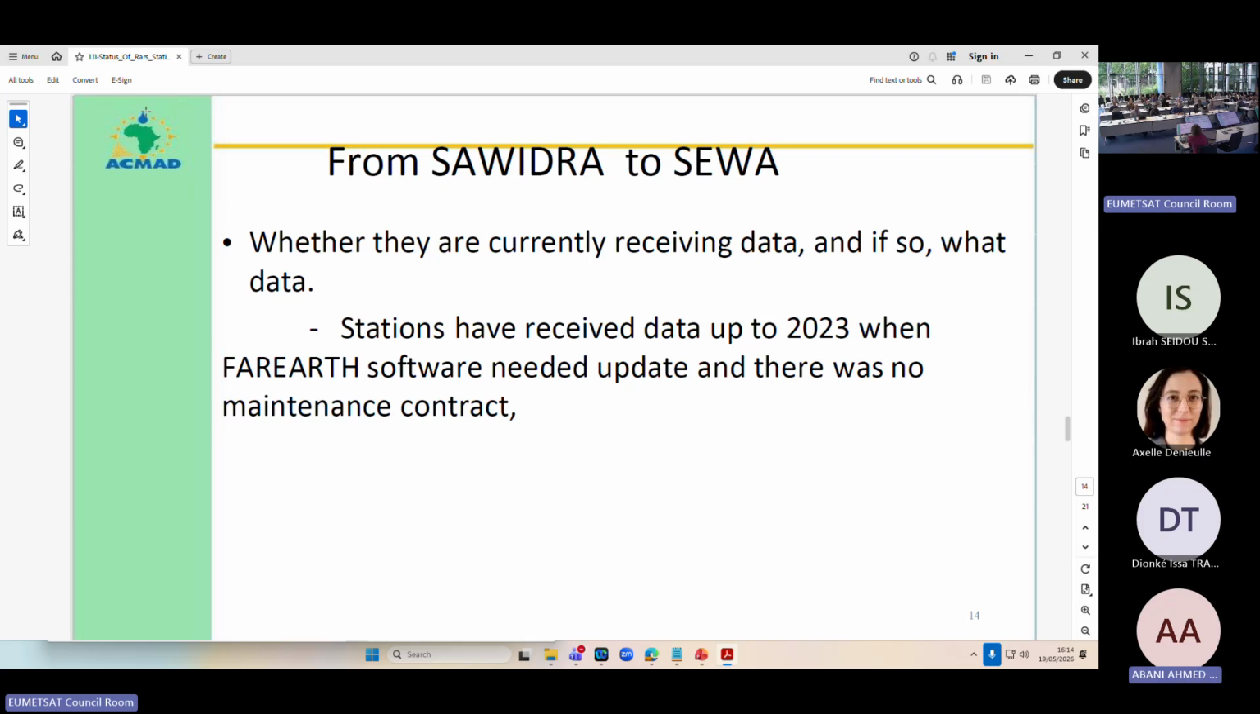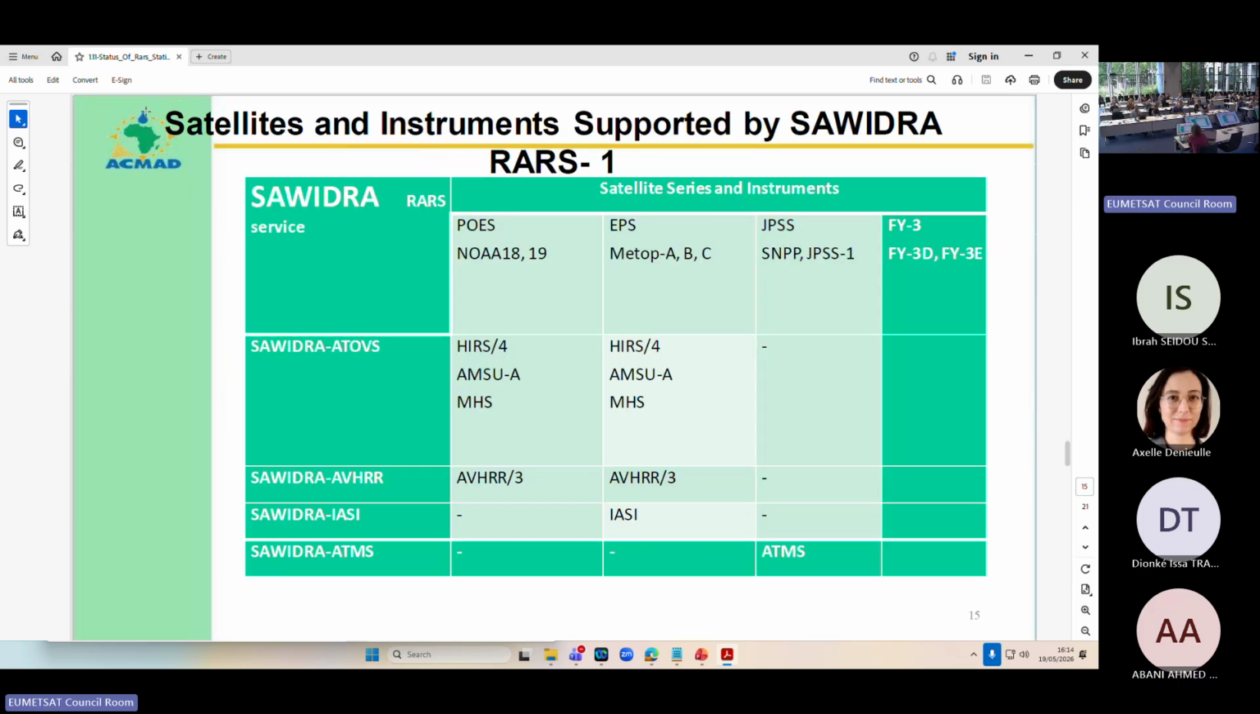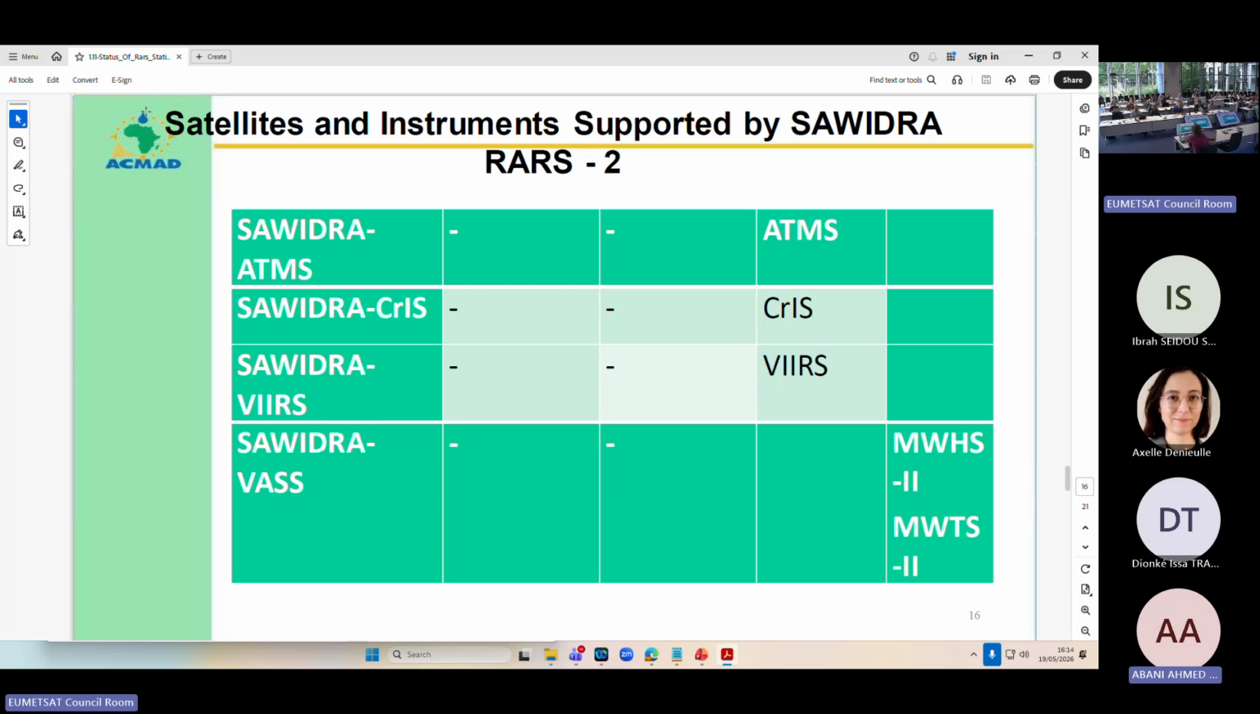This was the inquiry regarding the reception of data. We confirmed that those stations have been receiving and testing, with no challenge in terms of the capacity of the system to receive. Next slide, please. During the SAWIDRA program, those were the instruments considered by the SAWIDRA projects, and the table lastly presented by Antoine gives the path to the new setup and configuration for the stations. Next slide, please. It is the same. You can pass; these are the continuation of the other one. Next slide, please.